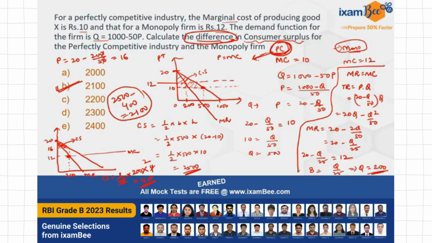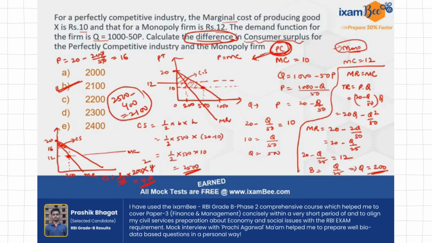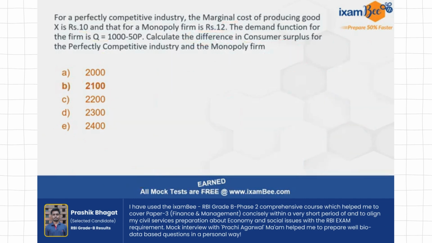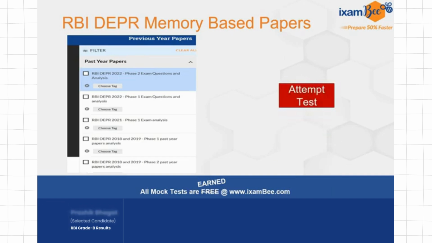I hope you've understood this question. This looks a little tricky at the beginning, but when you start solving, it's very, very easy. Just apply the concepts of profit maximization and you will be thorough. So the right answer is 2100.